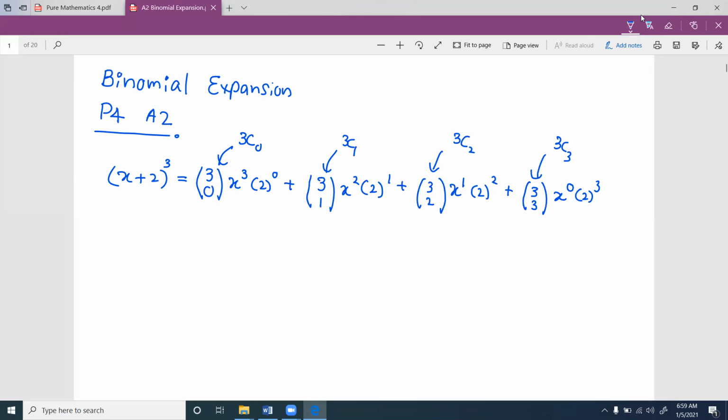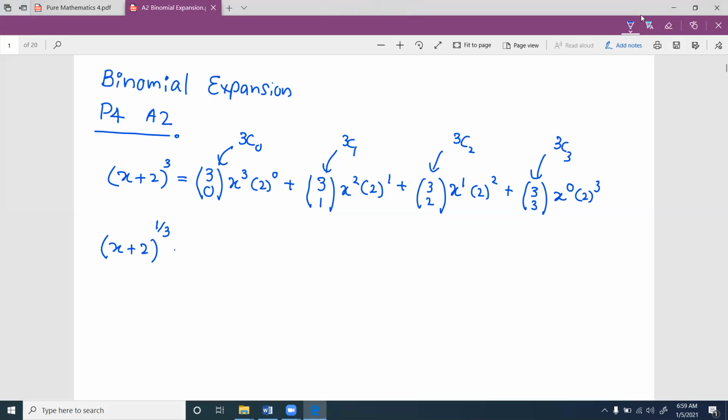But in this case, if you need to find the binomial expansion for this kind of situation, (x plus 2) to the power 1 over 3, for this one even, you can write a binomial expansion. But what is the problem we come across with this one?